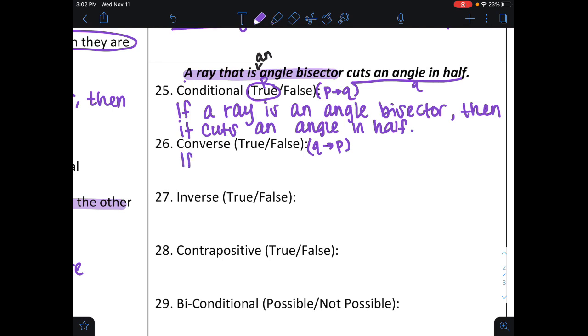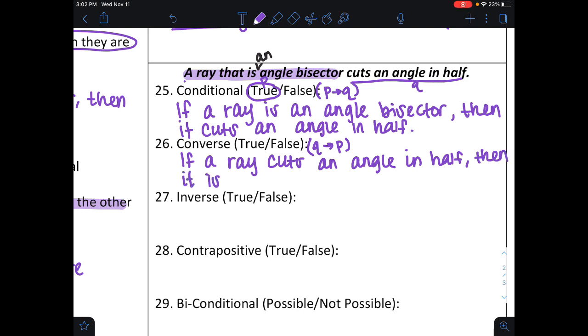Okay. If a ray cuts an angle in half, then it is an angle bisector. Okay, so I know that I put the word ray first. That's okay, because the angle bisector part is really what P is. So that's the part that I needed to switch with the cut in half part.